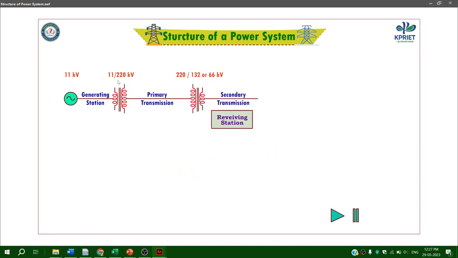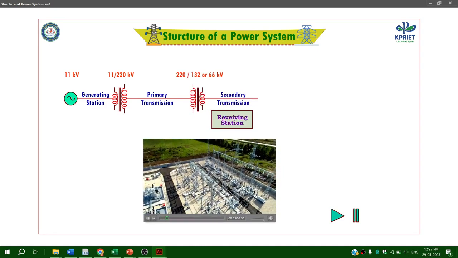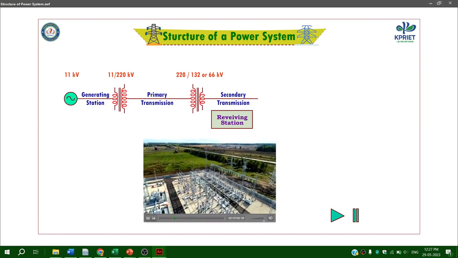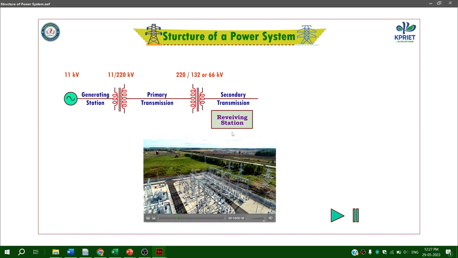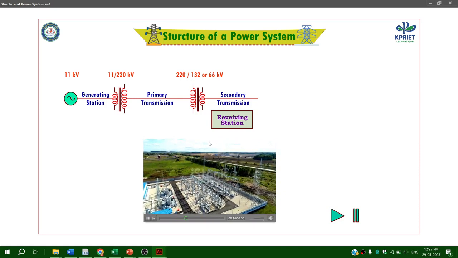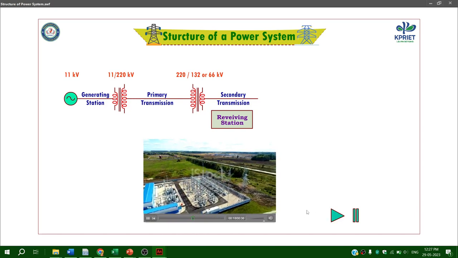Then that 220 kV is again stepped down to 132 kV or 66 kV. That is called secondary transmission. There the receiving station will be connected to reduce the voltage level. For each and every level of voltage rating, the transformer plays a role.